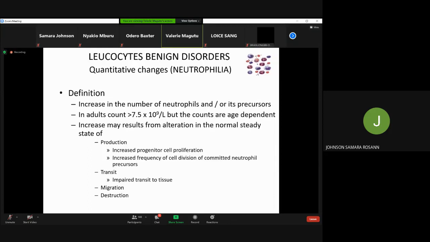So let's go into the individual cell lines. Leukocytosis affecting neutrophils is referred to as a neutrophilia, and it's defined as an increase in the number of neutrophils and or its precursors. So in adults, when you get a count of more than 7.5 times 10 to the power 9 per liter, that would be considered neutrophilia. But I will mention that counts are age dependent, and when you're rotating in peds, you'll probably notice a different reference range. So these increases could be due to change in your normal steady state because of increased production, or impaired transit to tissues, or because of migration or destruction. Okay, that could affect your neutrophil count.